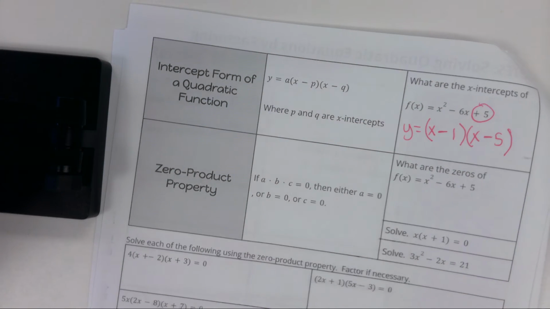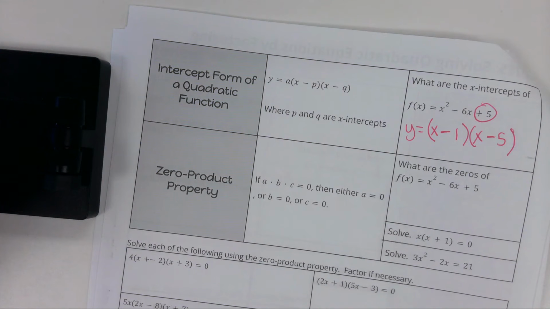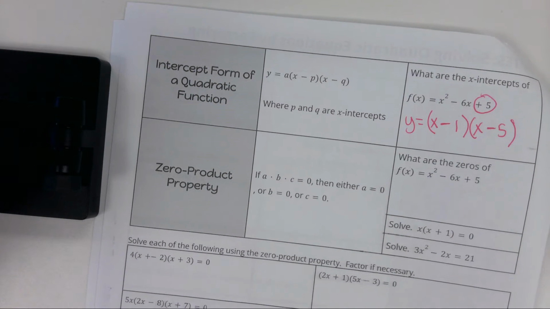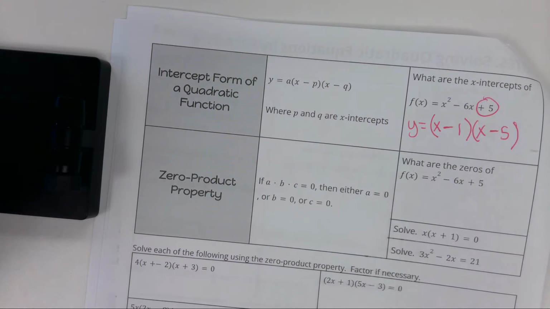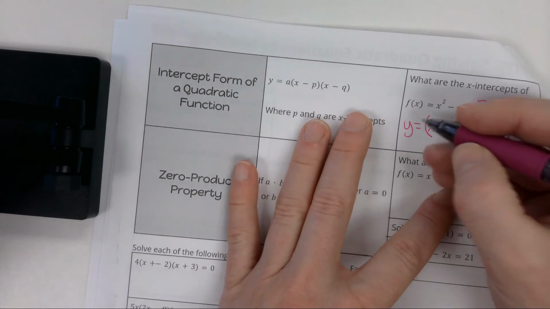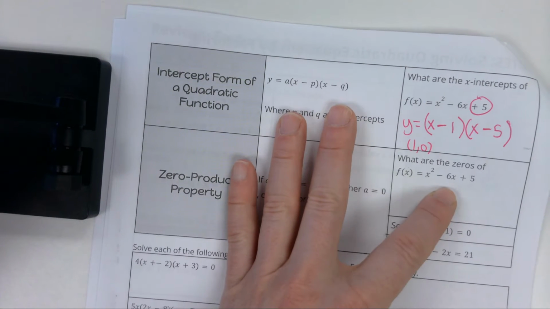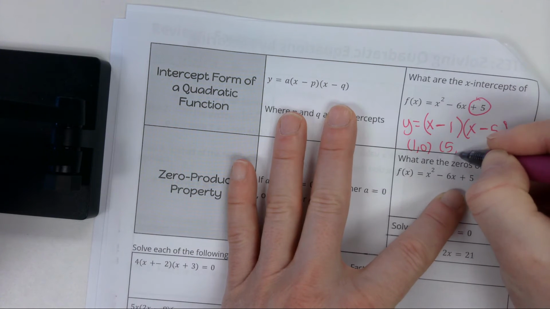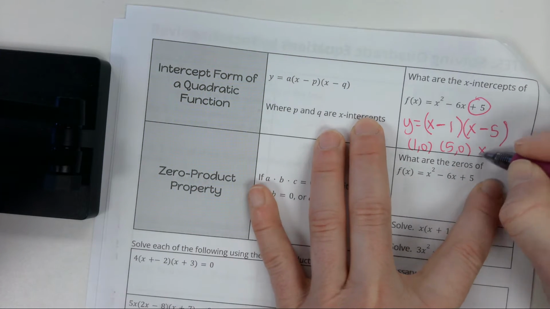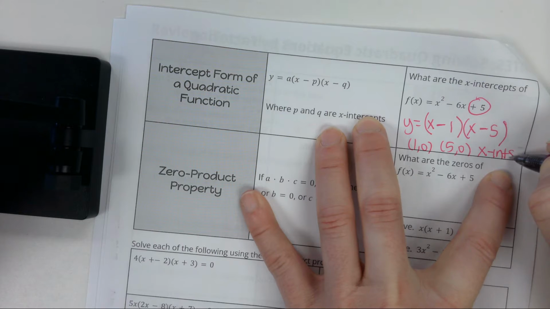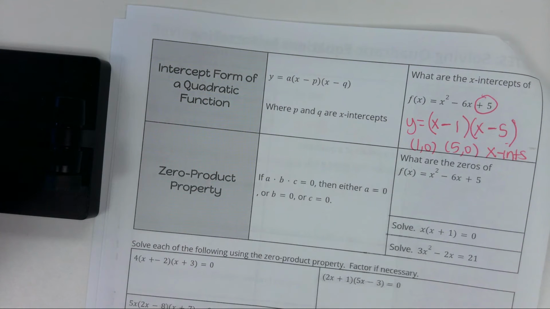Now, remember x is a liar for intercept form. So what are the actual x-intercepts of this? 1 and 5. Yeah, (1, 0), if I was looking at an ordered pair, and (5, 0) are the x-intercepts. Okay. Oh, we already did that.